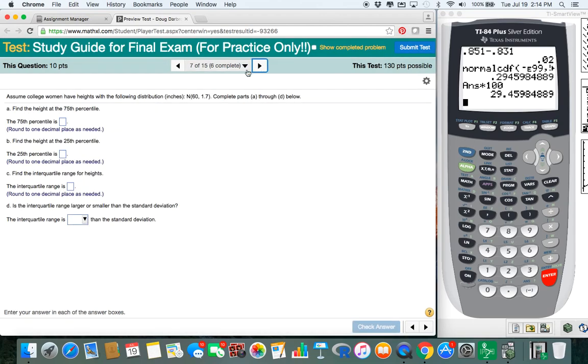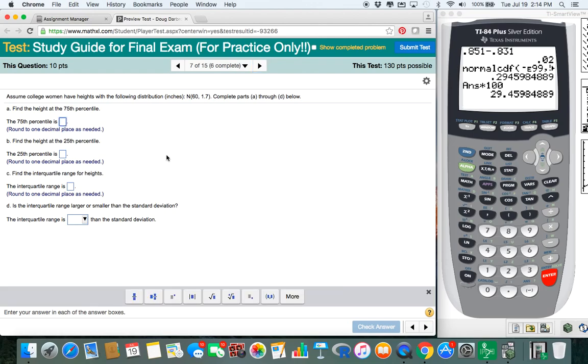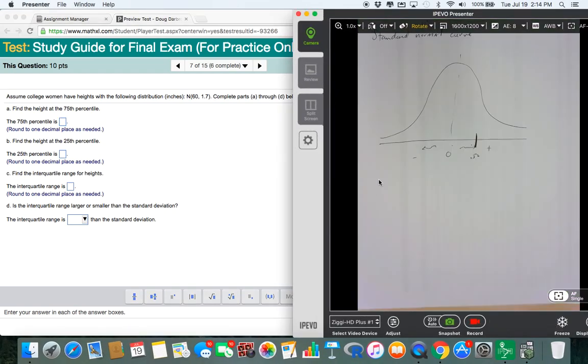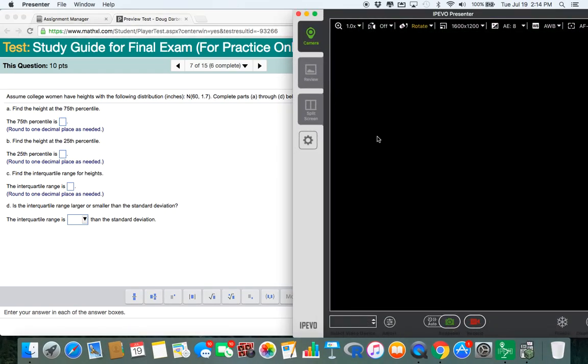Question number 7. College women have heights, mean of 60, standard deviation 1.7, complete A through D. The 75th percentile. All right, gang, what does the 75th percentile tell you? In general, what does percentile tell us?